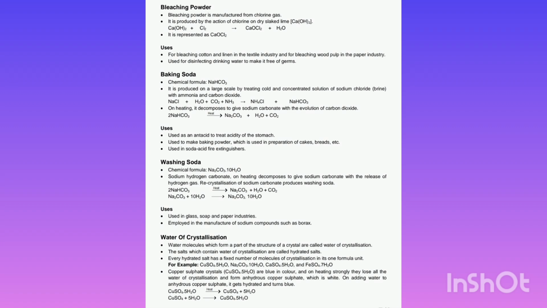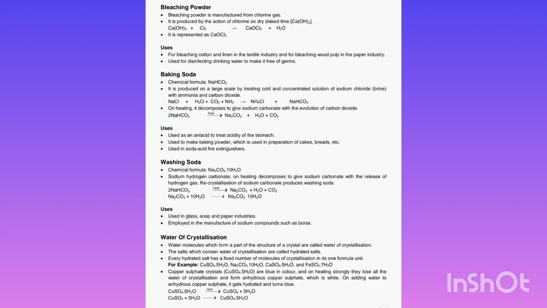Next is bleaching powder. Bleaching powder is manufactured from chlorine gas: Ca(OH)2 plus Cl2 forms CaOCl2 plus H2O. It is represented as CaOCl2. The uses of bleaching powder are for bleaching cotton and linen in the textile industry, and for bleaching wood pulp in the paper industry. It is also used for disinfecting drinking water to make it free of germs.